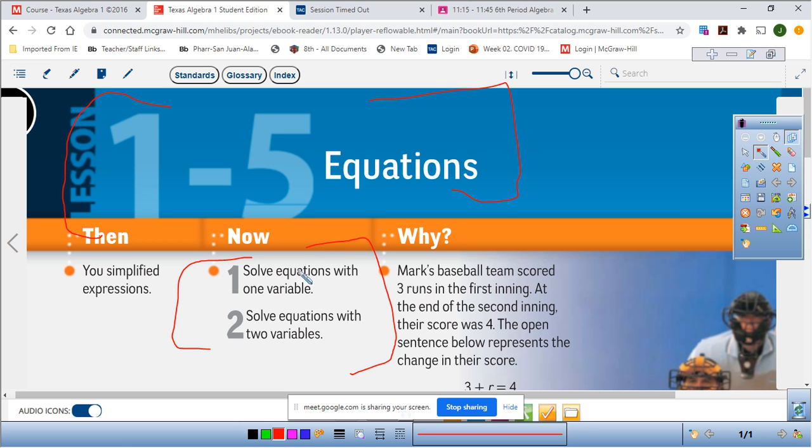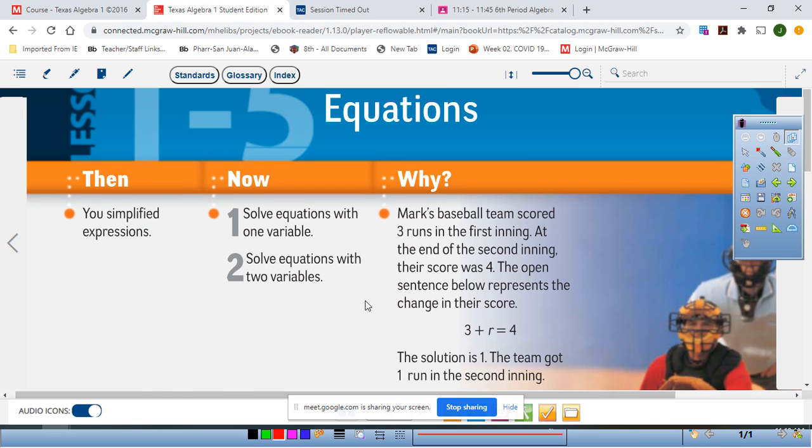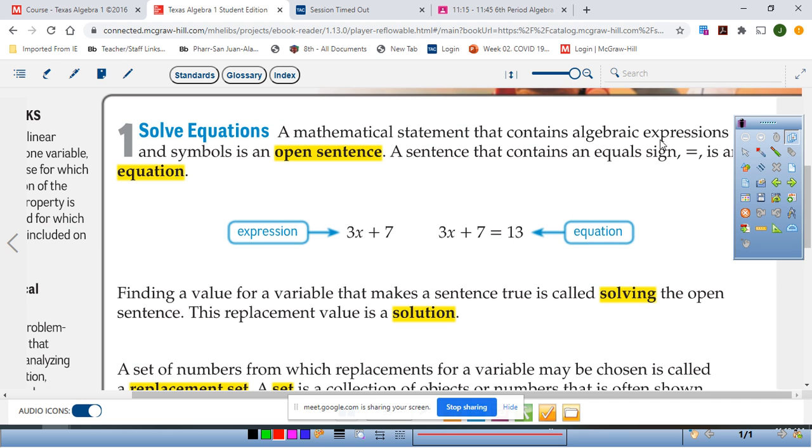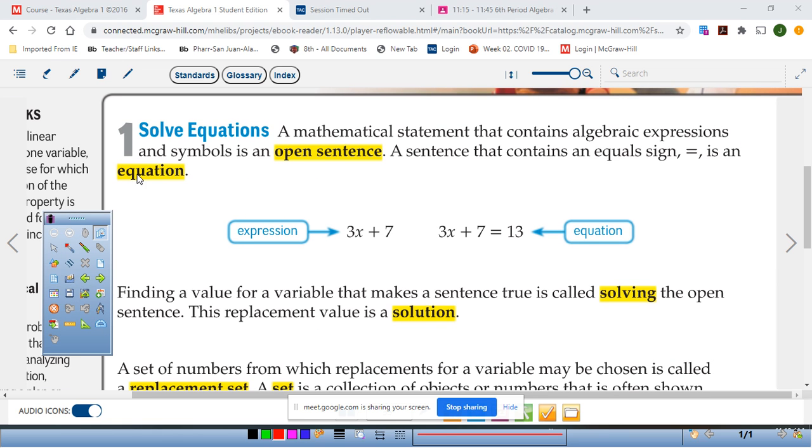Okay, so here we go. We're going to solve equations with one variable, solve equations with two variables. Let's just jump into it. We need some notes today. A mathematical statement that contains an algebraic expression and symbols is an open sentence. So an expression right here, it's open, has really no value to it. A sentence that contains an equal sign is an equation.